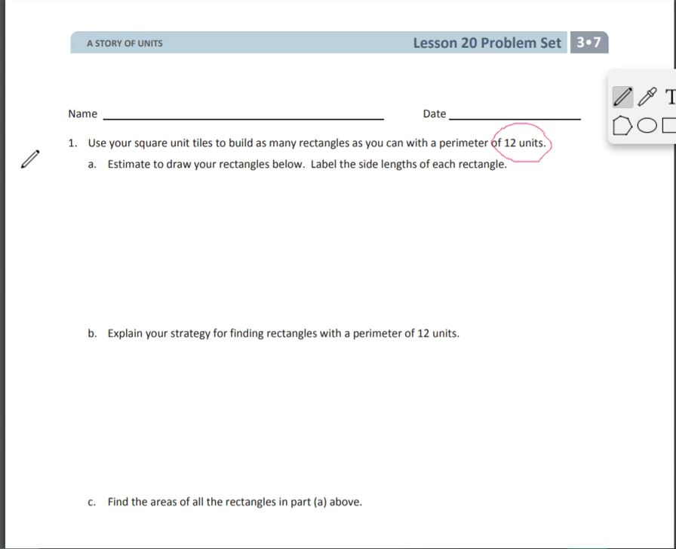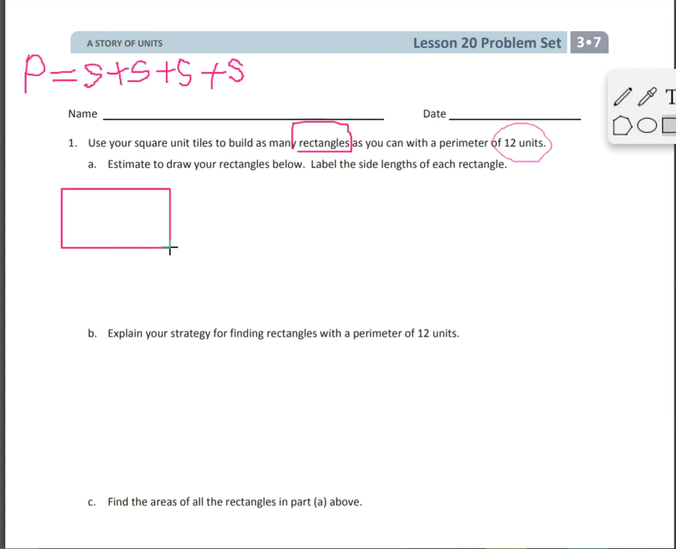So we have a perimeter of 12, so that means that we know our perimeter formula is side plus side plus side plus side. So we have to add up 4 numbers in order to get 12. But there's an easier way of doing this because we're using rectangles. And we know with rectangles, 2 of the sides always have to be the same. So here's my first rectangle.